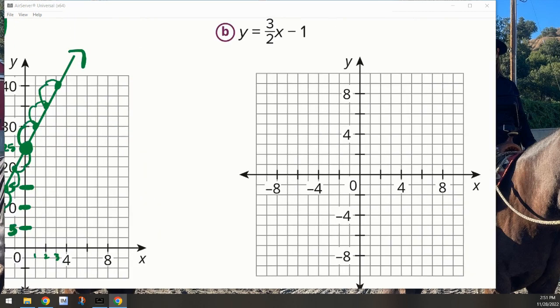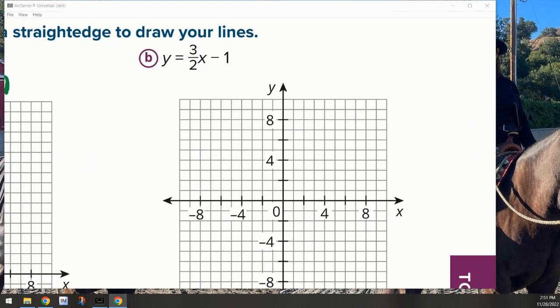So on this next one, I'll pick a different color. My y-intercept is the number that stands alone, so that's (0, -1). I'm going to plot that point. It's right here.